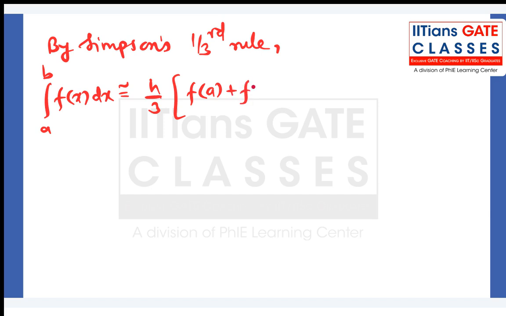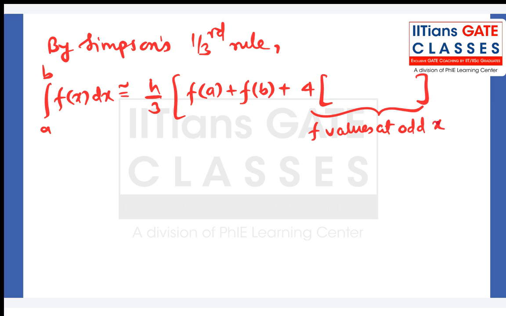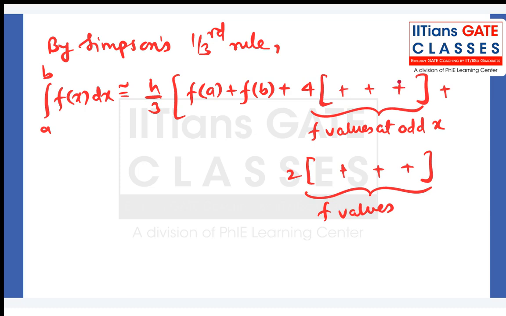Okay, so first and last values of your functions, plus 4 times the sum of the f values at odd x. And plus 2 times, again you have to consider all the f values, so they will be added basically, the sum of all the f values at even x. And this odd and even we are talking about is the interval index.